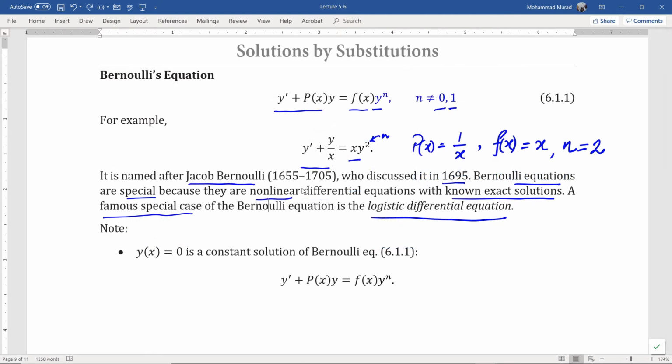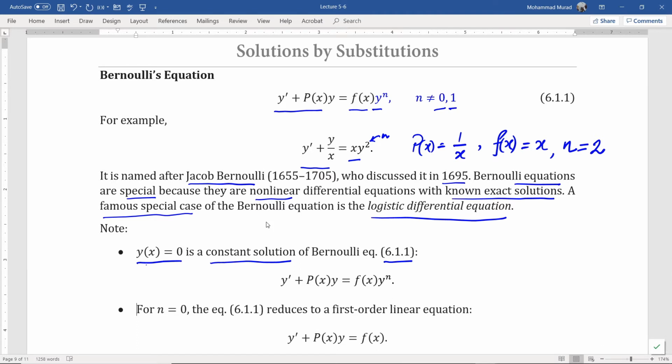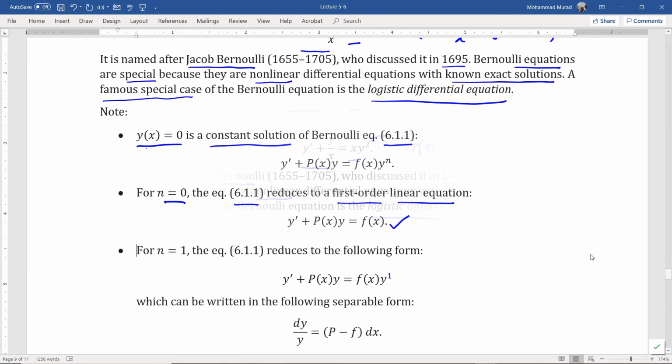Note: y of x equals 0 is a constant solution of a Bernoulli equation 6.1.1. For n equals 0, the equation 6.1.1 reduces to a first-order linear ordinary differential equation of this form. For n equals 1, the equation 6.1.1 reduces to the following form, which can be written in the following separable form.